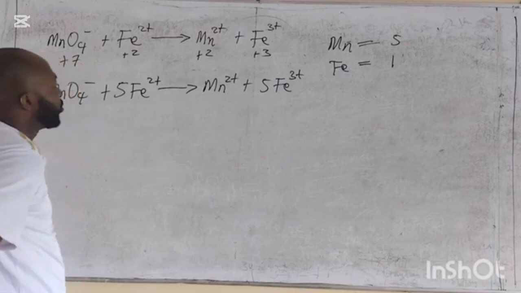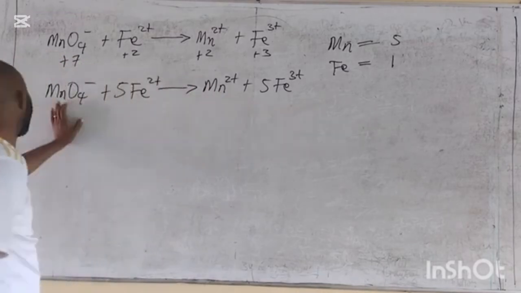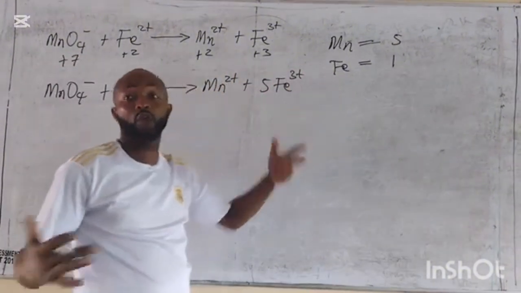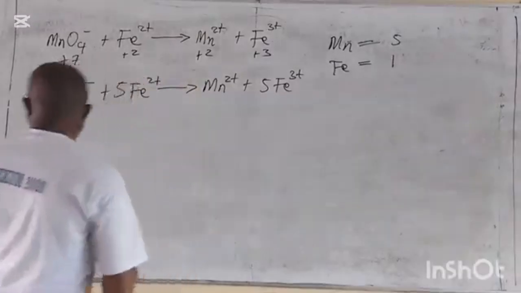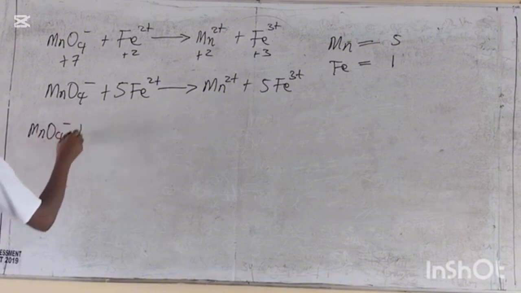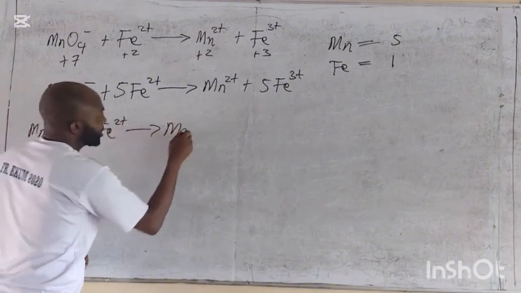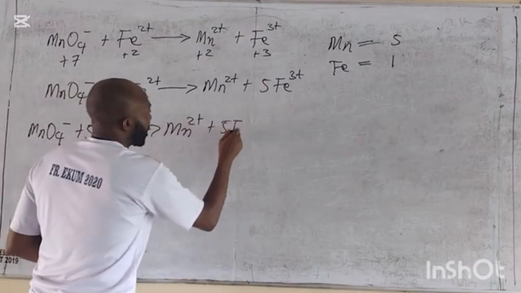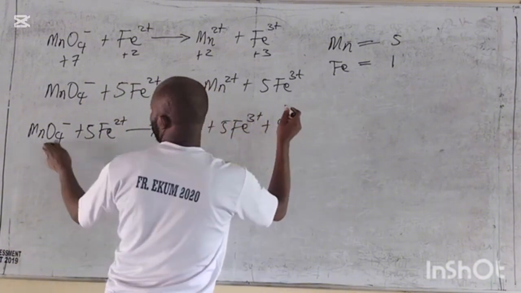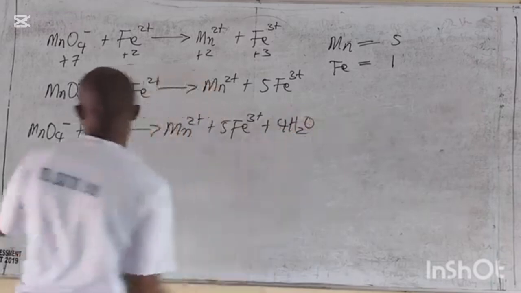Now, having done this, we balance for oxygen. On the right hand side we have 4 moles of oxygen, so we have to put 4 oxygen on this side by introducing what? Water, for water contains oxygen. So now I can have MnO4 minus plus 5 Fe2+ gives us Mn2+ plus 5 Fe3+ plus 4 moles of water. So by this, oxygen has 4, so oxygen is balanced.